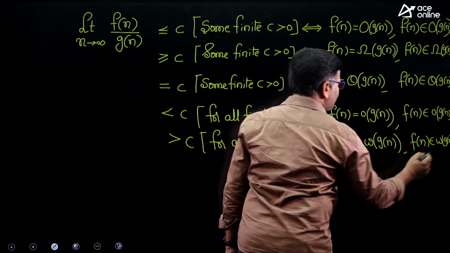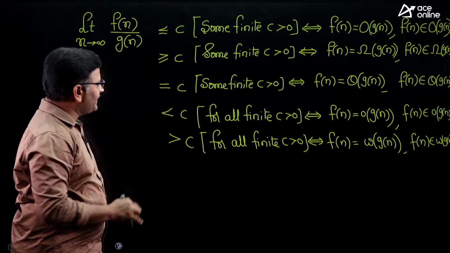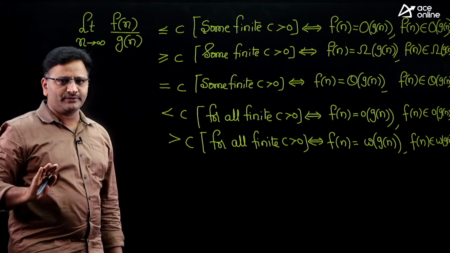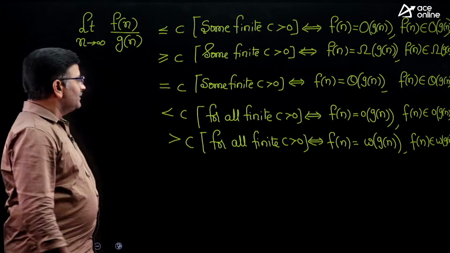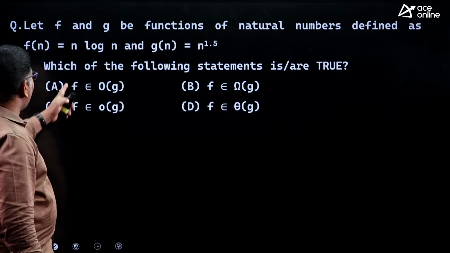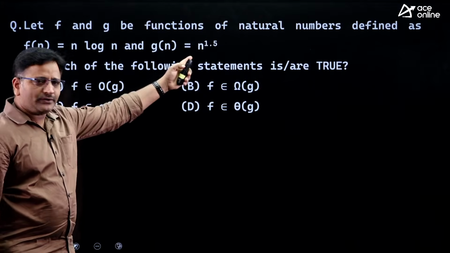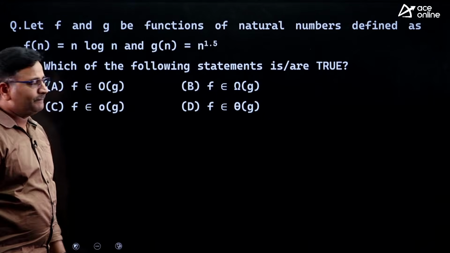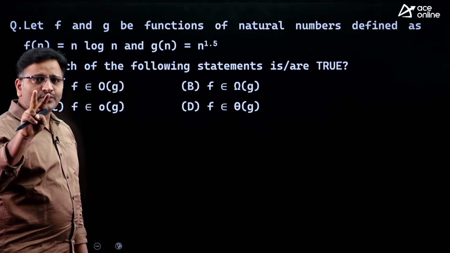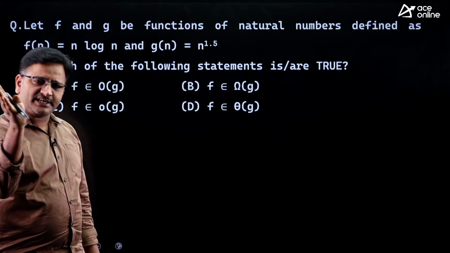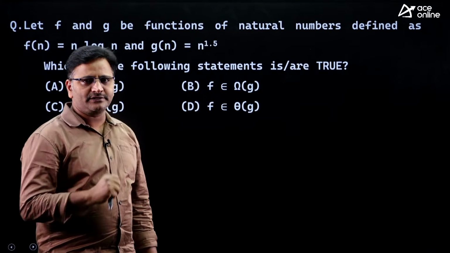Believe me, friends, if you remember this sequence, you can easily answer any question in asymptotic notation when they ask about comparison of two functions. Now come back to our problem. Our problem is f of n equal to n log n, g of n equal to n to the power of 1.5. I clearly explained this type of model in the class also. Whenever you want to compare two polynomial functions, just cancel the common terms.